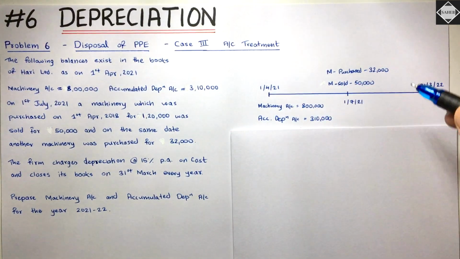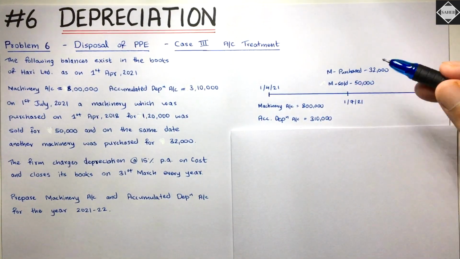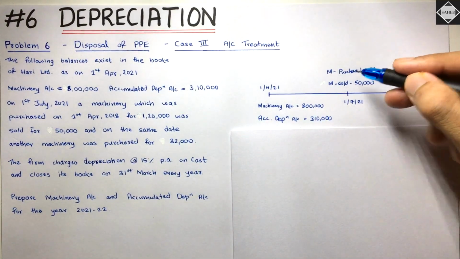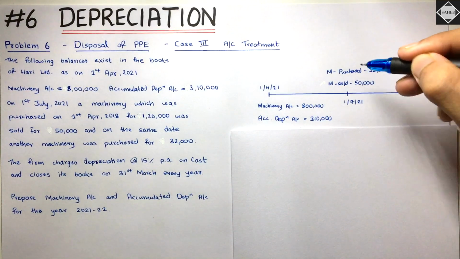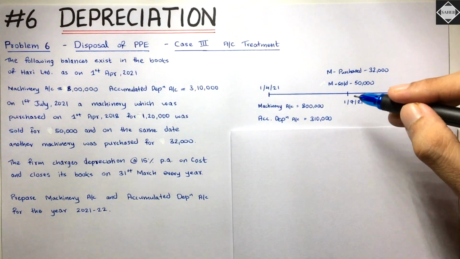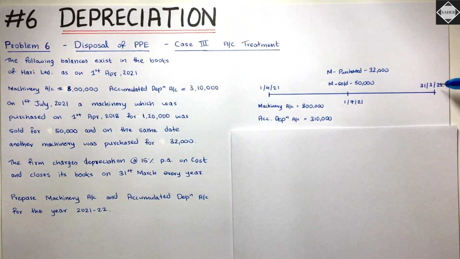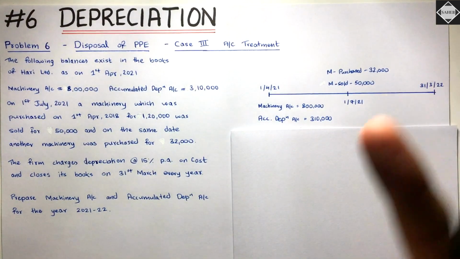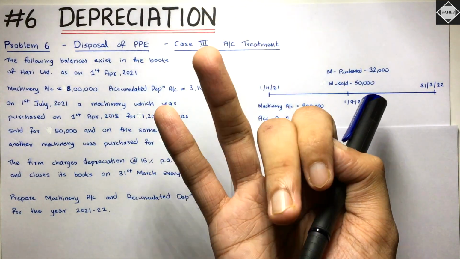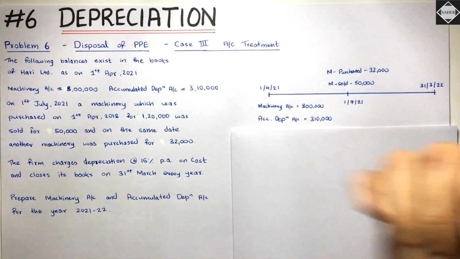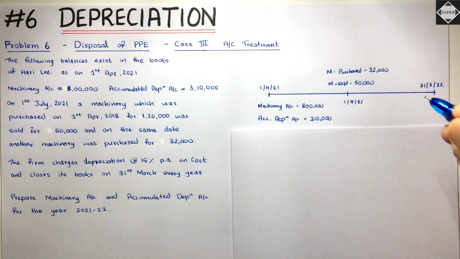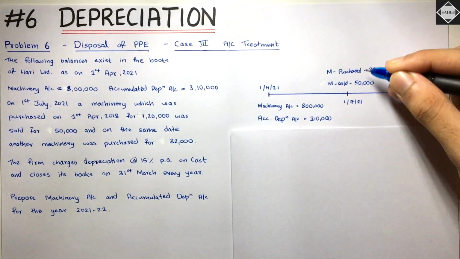So whenever you purchase a machine in between the year, what do you have to do? You have to charge proportionate depreciation, right? And this is a purchase now. So from the date of purchase till year end, that's the shortcut you follow. So from July till 31st March 2022. See here, July, August, September, October, November, December, January, February, March. So it's 9 months from 1st July till 31st March 2022. So 9 months depreciation needs to be charged on this 32,000 new machine.